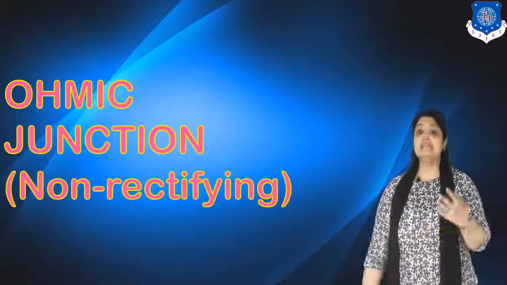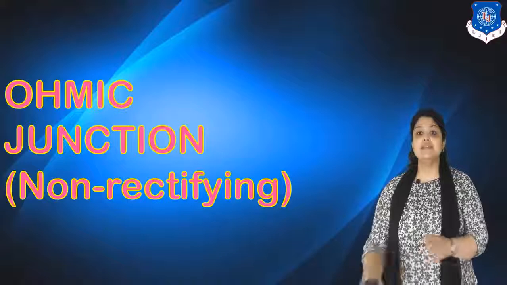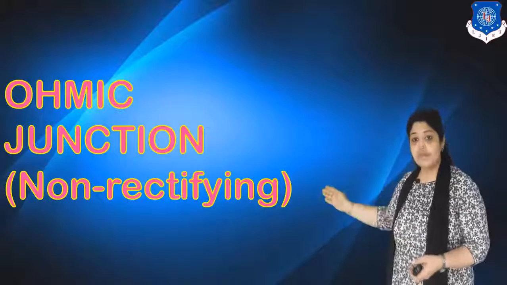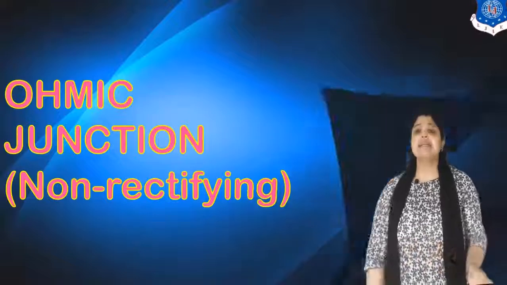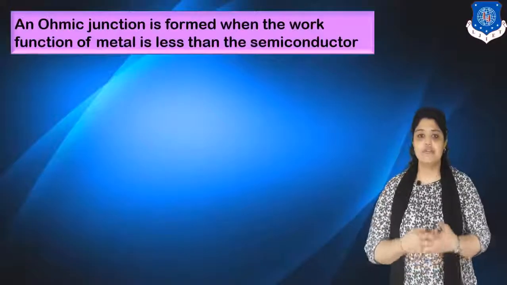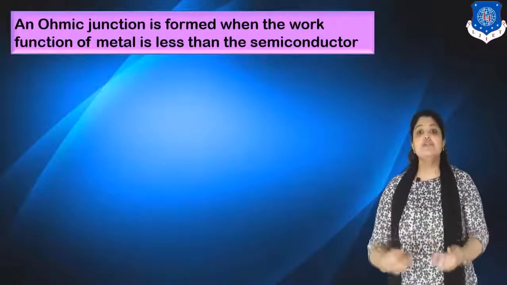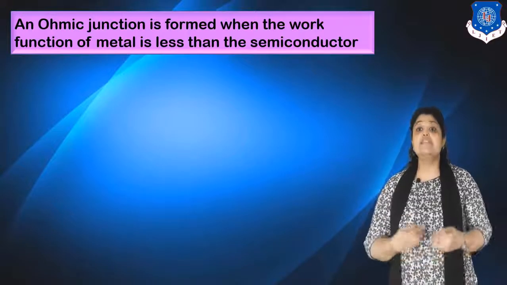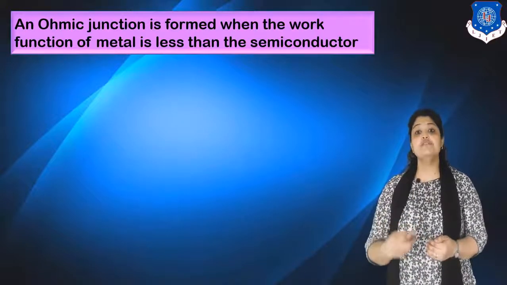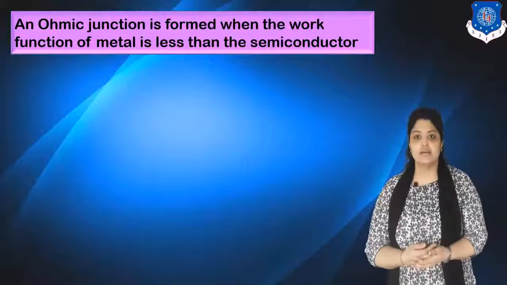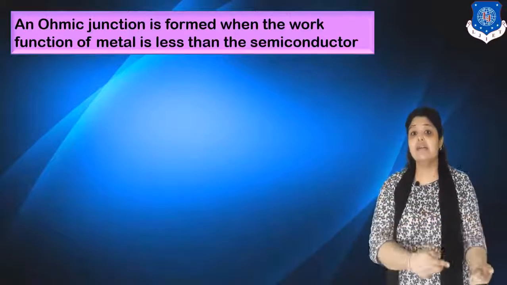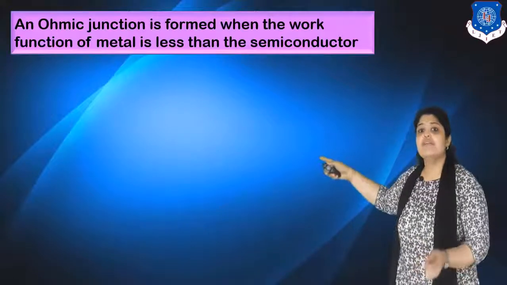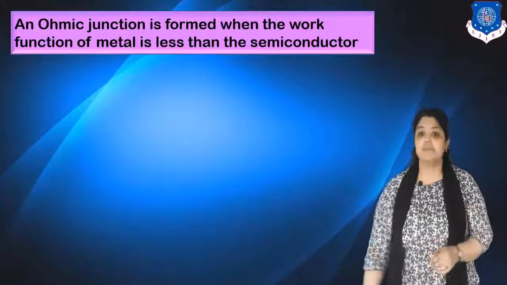Let's move on to the second type of junction, metal semiconductor junction, which is known as an ohmic junction. It is also called a non-rectifying junction. Let's see why it is known as a non-rectifying junction. An ohmic junction is formed when the work function of metal is less than semiconductor. Schottky junction was the one which had a higher metal work function, but here the work function of metal is less than that of semiconductor.